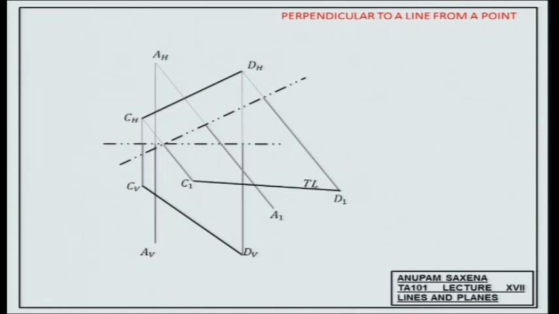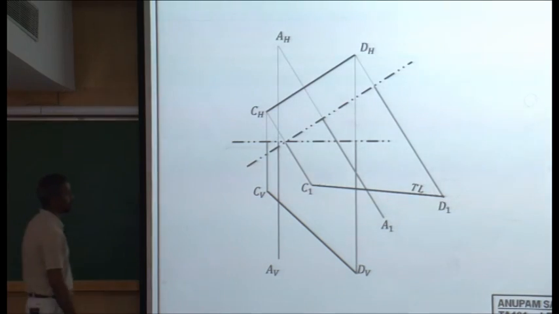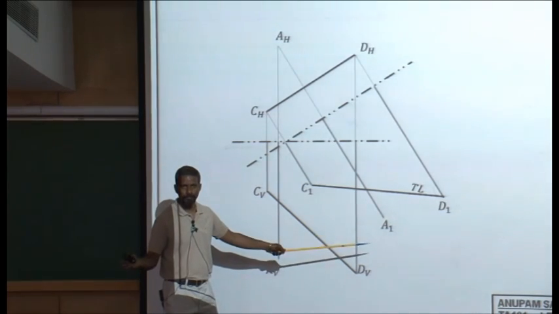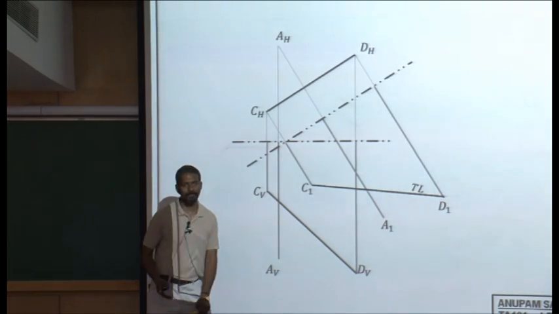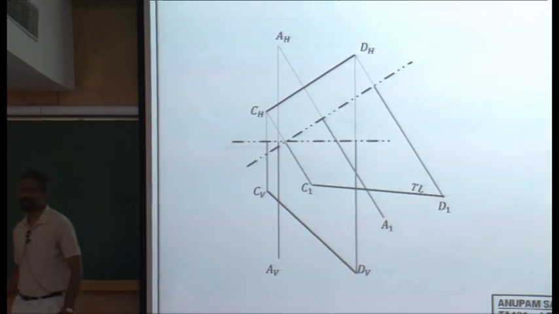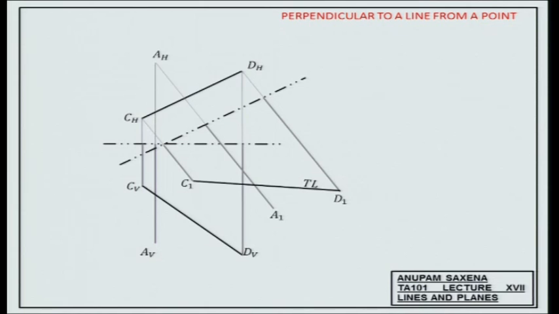All right? So the question is to figure out a perpendicular from point A in 3D onto C1 D1 or CD, the three dimensional line CD. This is what the question is. All right. So at this time, maybe I'll just move forward.